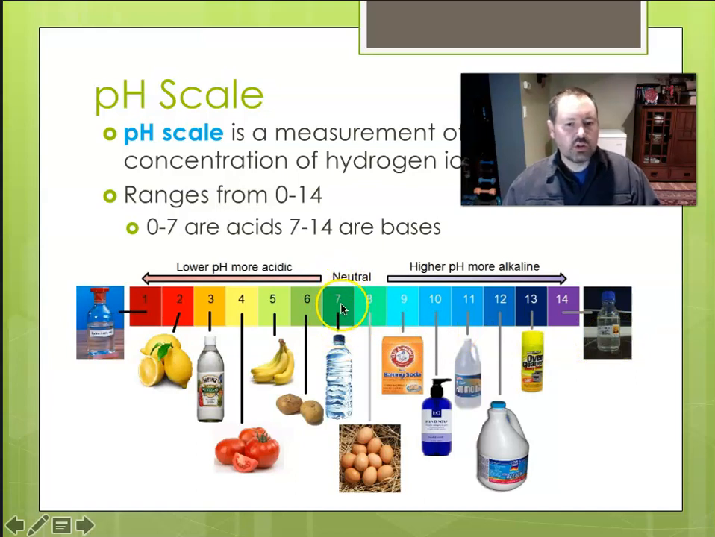7. That's neutral. It means it's not an acid. It's not a base. It's neutral. It's right in between. One thing to keep in mind is that the pH scale is logarithmic.